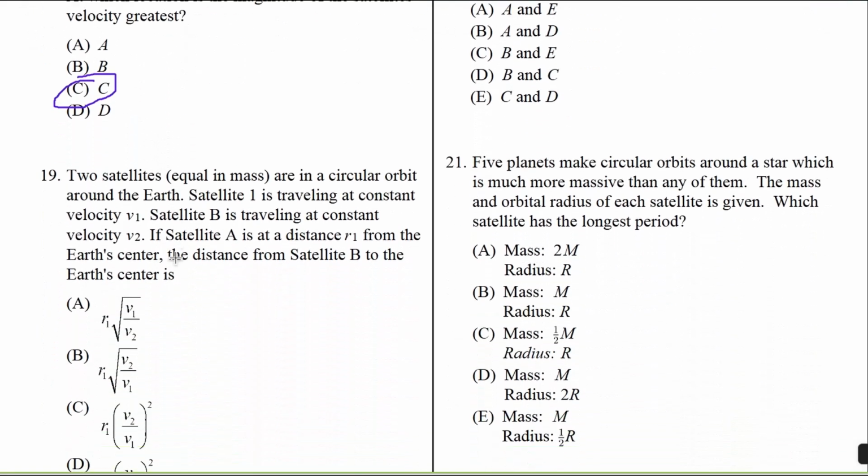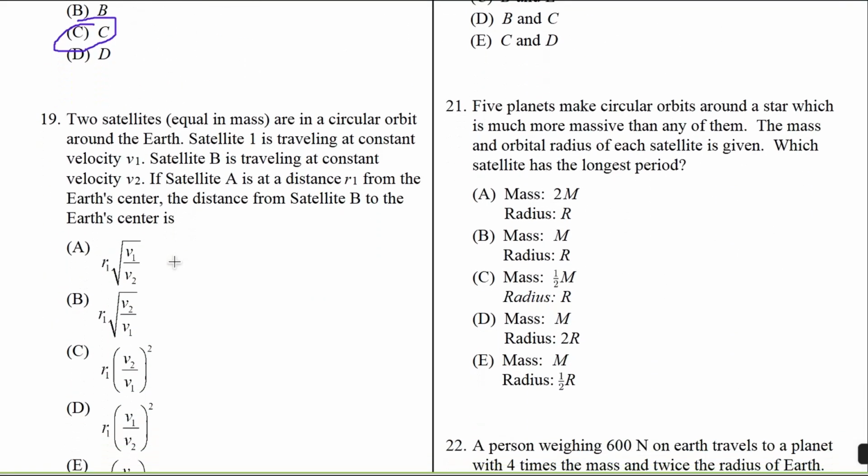All right. 19, we have two satellites in orbit at different locations and different speeds, and they want us to figure out what is the distance of satellite B based off of what's being given. So this one requires a little bit of legwork. What we're going to end up doing is first we're going to solve this algebraically for one of the satellites.